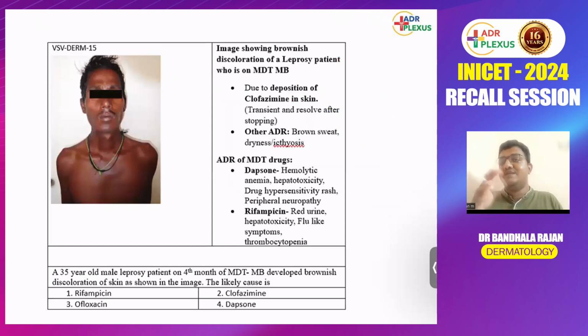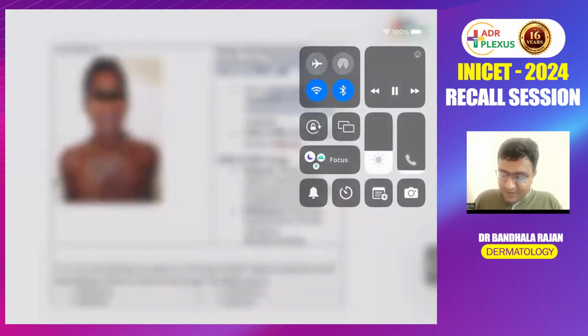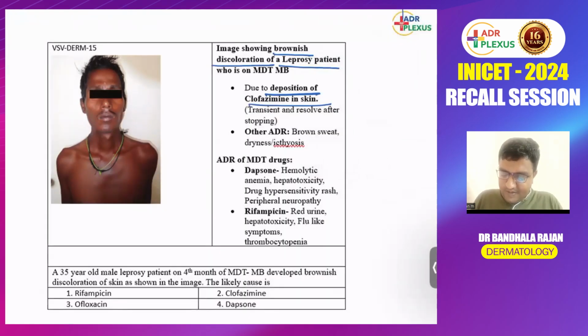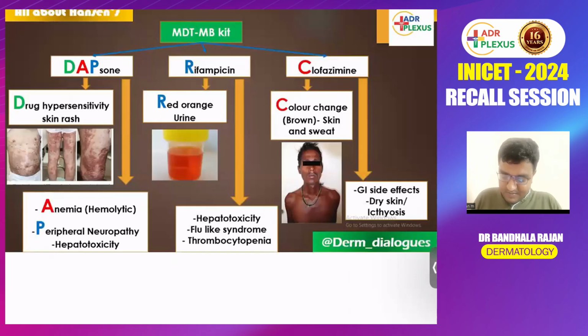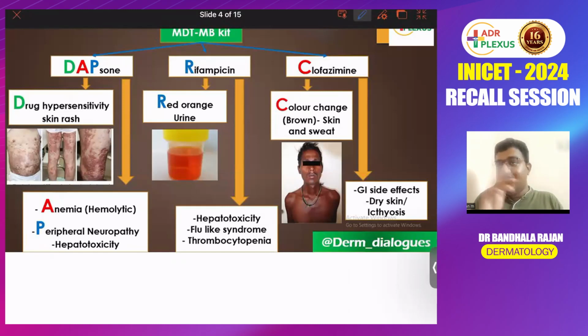We have discussed this in many exams, even in VSV. Clofazimine leads to brownish discoloration in a leprosy patient because of its deposition. Other adverse effects, which will be useful for the next exam, are brown sweat, dryness, ichthyosis, and so on. This was a small capsule of the adverse effects of each MDT drug.